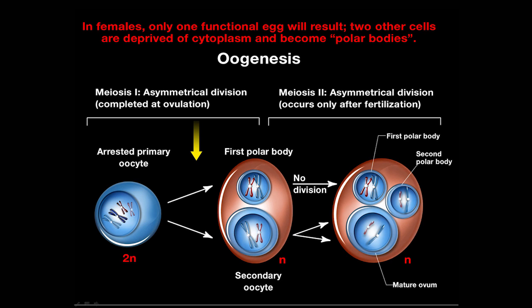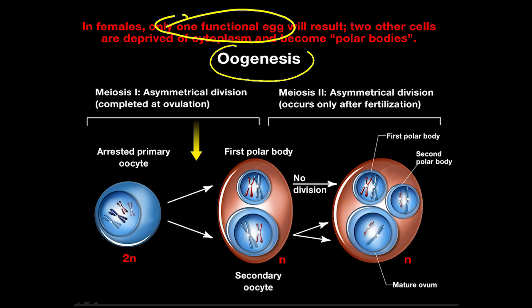There are millions and millions of sperm present potentially, and if 4 eggs were released by a female, likely 4 eggs would be fertilized, and that's not the way the human body is built. So in females, only one functional egg will result. 2 other cells will be pushed off to the side, and we're going to call them polar bodies.